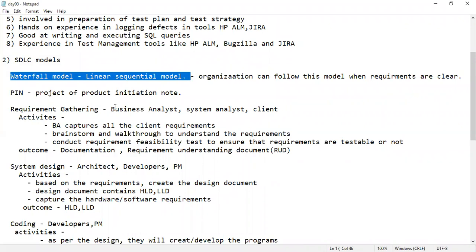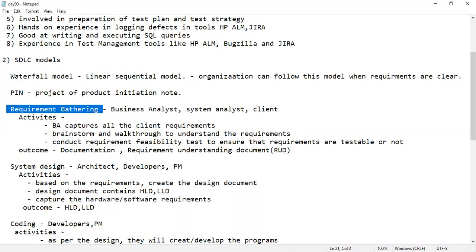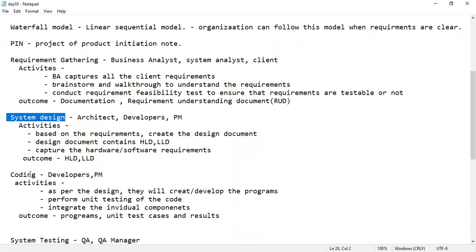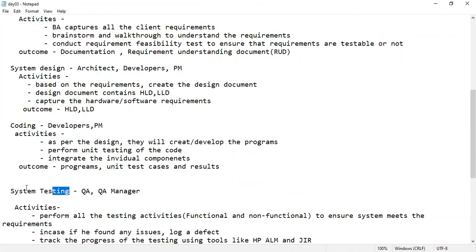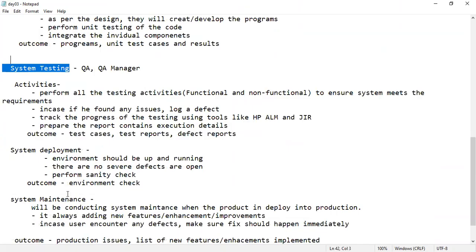Can you just reveal what are the phases available in the waterfall model? Requirement gathering, system design, coding, system testing, system deployment, and system maintenance. So yeah, please prepare all these topics. Okay.